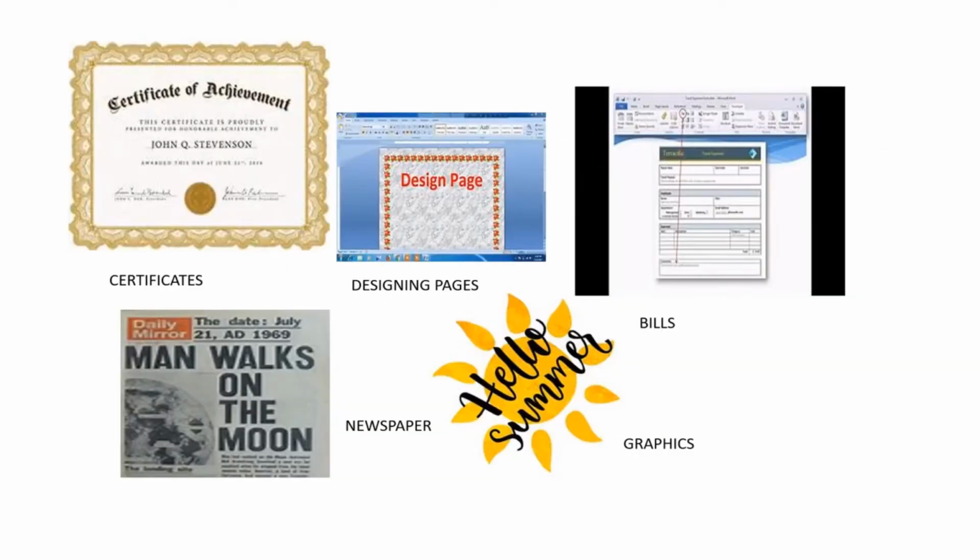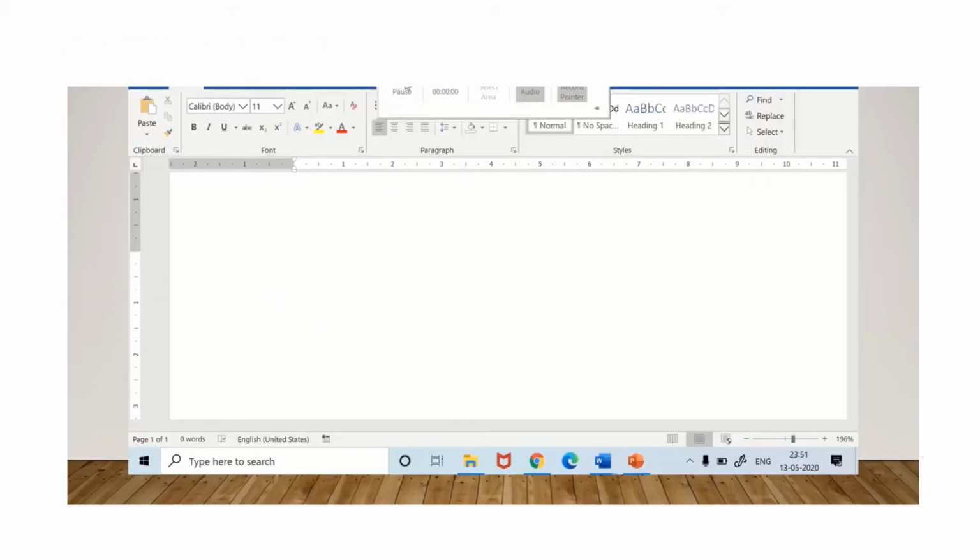Uses of MS Word is to produce letters, reports, certificates, designing pages, bills, newspaper, etc. We can insert graphics and make use of various drawing tools to draw pictures in MS Word. In MS Word, we can modify the text both while typing and after typing. Beautify the text using colors. We can see the preview of the text before printing it. Copy and move the text from one location to another.